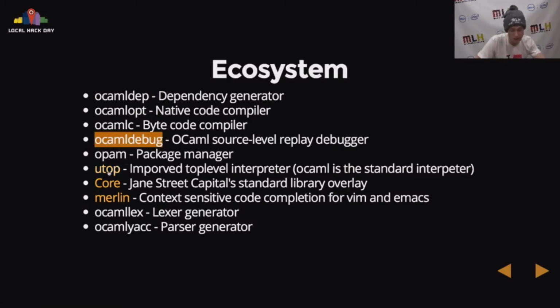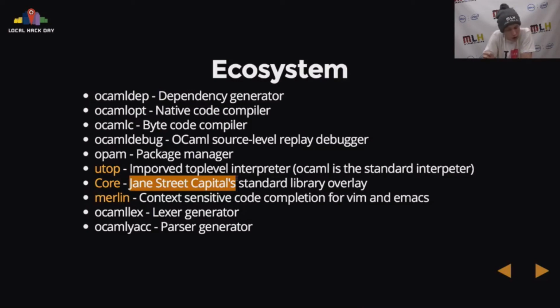OPAM, the package manager, and utop, we already talked about that. You've got to use utop, don't use the built-in OCaml REPL. Core is a library that re-implements OCaml's standard library. It's what they use in real-world OCaml, and it's used, I'm sure, all over the place. I haven't used it that much. We didn't use it in our class. We just used the built-ins rather than Core.